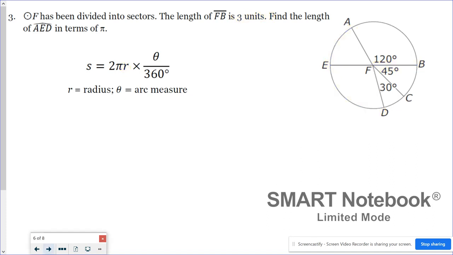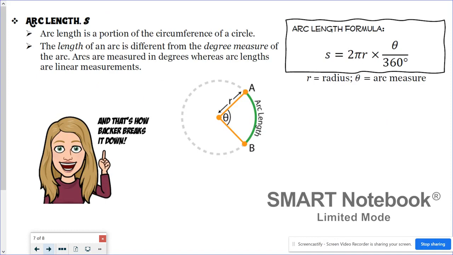So arc length is just a fraction of the circle, right? And we figure out what fraction of the circle with theta over 360. Theta is the measure of the arc. And then we simply multiply that fraction by the circumference, and that's how we find arc length.